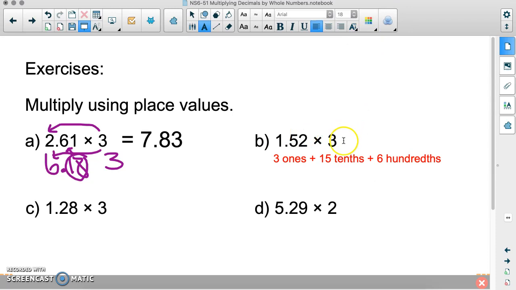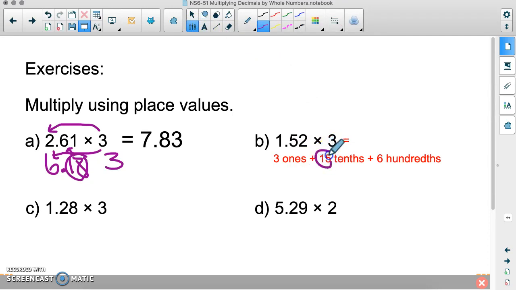So before I can answer this question, I need to regroup. So if I could take 10 from here. So I'm going to take away 10 and I'm going to add them to the ones. So I have 4 ones, put my decimal in. If I've taken 10 of the tenths, I only have 5 left and 6 hundredths.